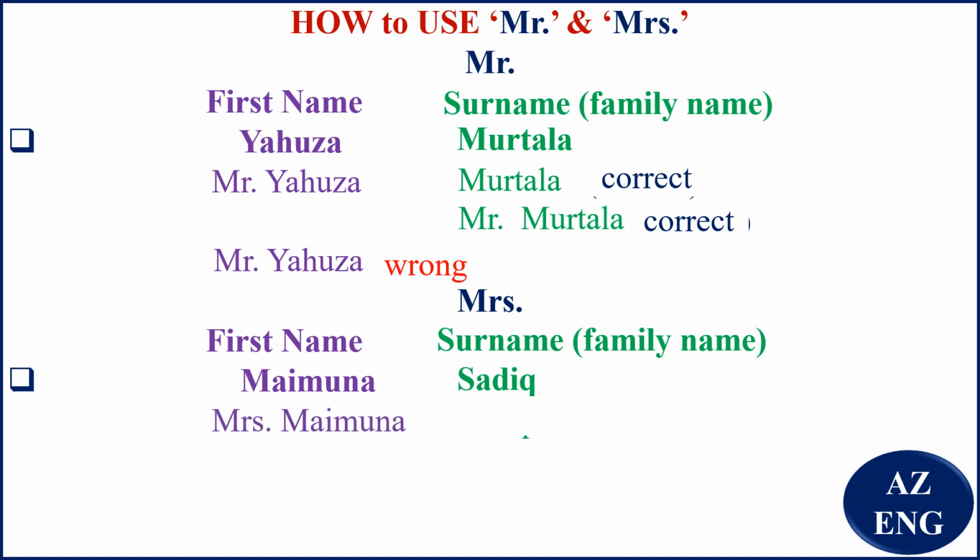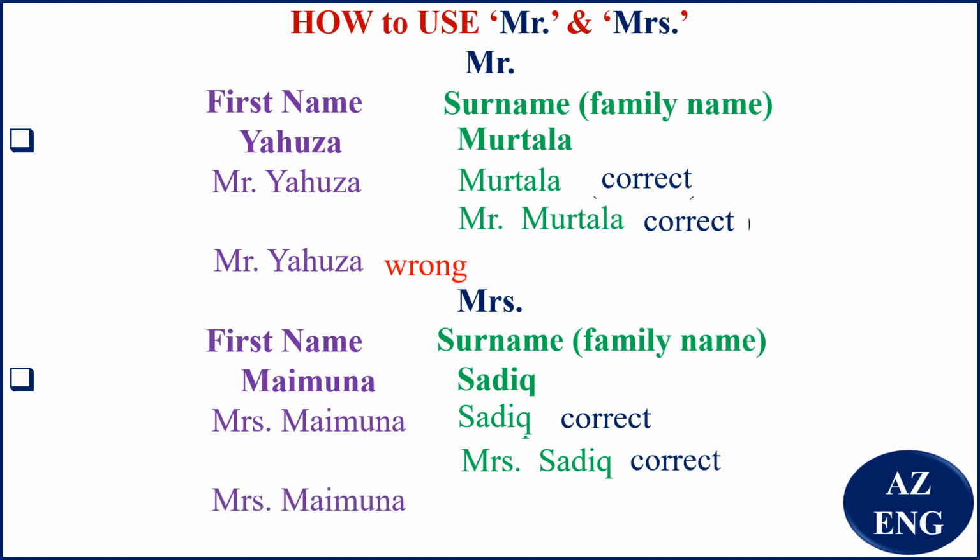If I should say Mrs. Maimuna, which is the first name, plus Sadiq, I call her by Mrs. Maimuna Sadiq. This is correct. If I should just say Mrs. Sadiq, just Mrs. the surname, this too is correct.